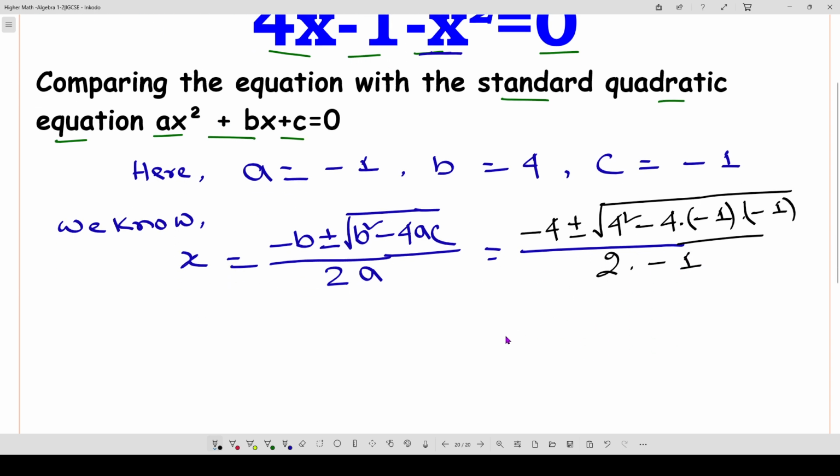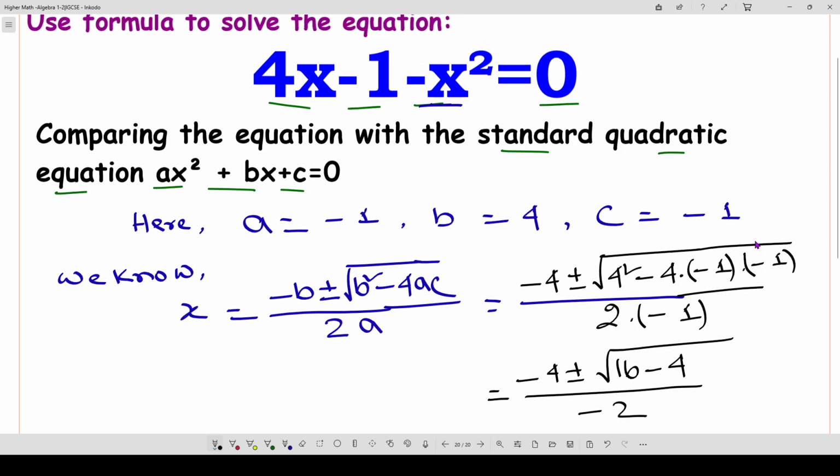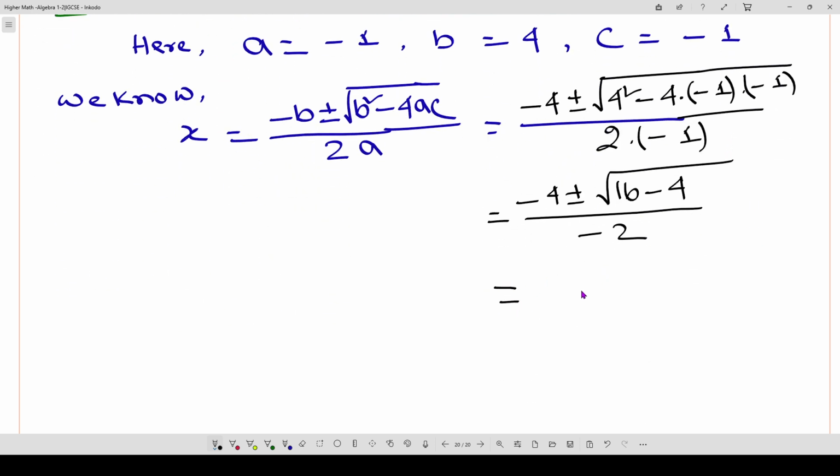Okay, so after calculation we will get minus 4 plus minus root over 4 square, which is 16. Here minus times minus, it means minus 4 times 1 times 1, it will be 4, and 2 times minus 1 will be minus 2, right? Next, minus 4 plus minus root over 16 minus 4. 16 minus 4 is 12, and here is minus 2.